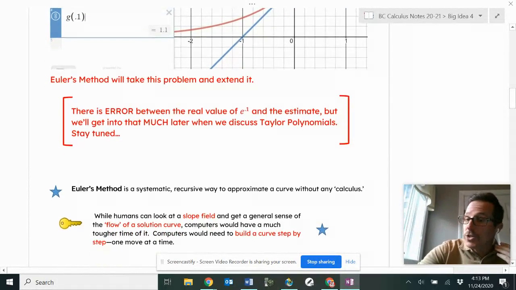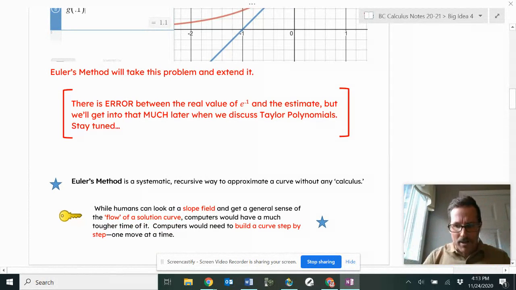So let me introduce you to what Euler's method is. That primes the pump for what Euler's method is going to be about: things that we already know how to do, and we're just going to spin them in a different way. All new math is just old math repackaged. Euler's method is just a systematic, recursive way to approximate a curve without really using any calculus. It's really just a numerical way to approximate curves.